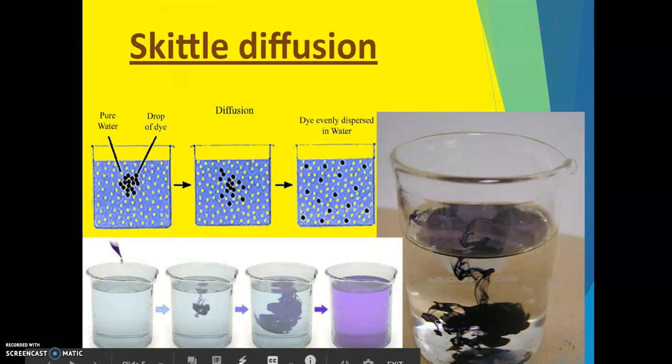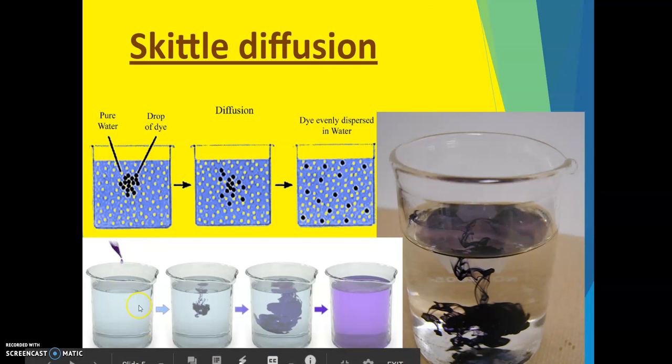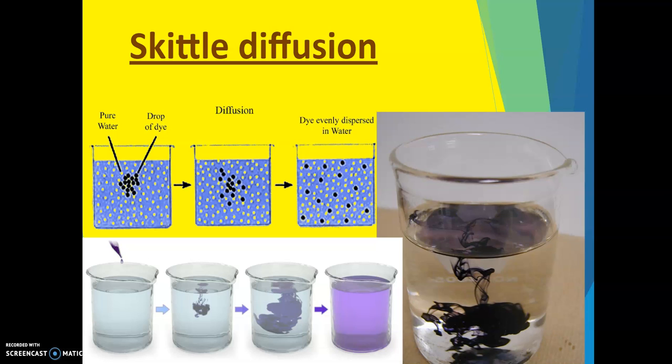Now, I do have a video here, and please feel free to look at this video. It's called Skittle Diffusion. And then I just have a couple of pictures here. If we took a beaker of water and we just squirted some food dye in there, some food coloring, we would see that this food coloring is going to move from an area of high concentration to an area of low concentration until it reaches equilibrium. That could take a little while.